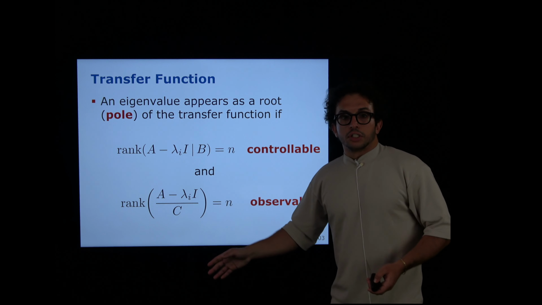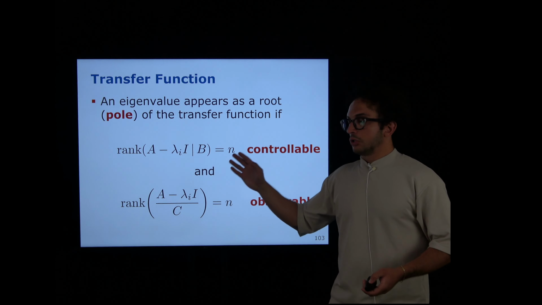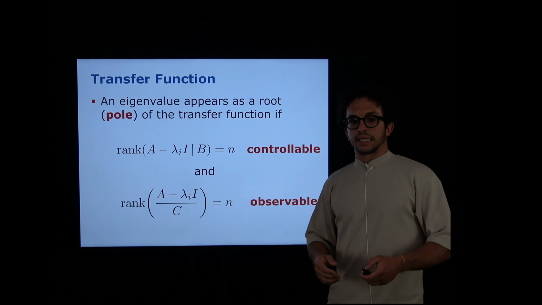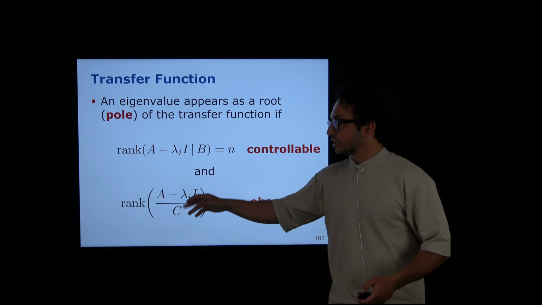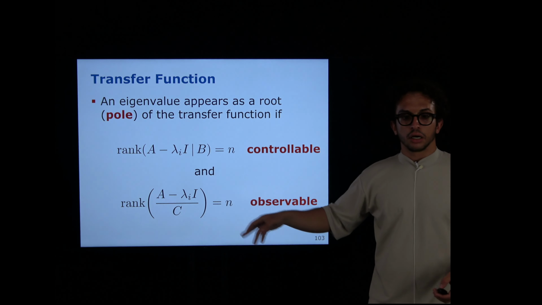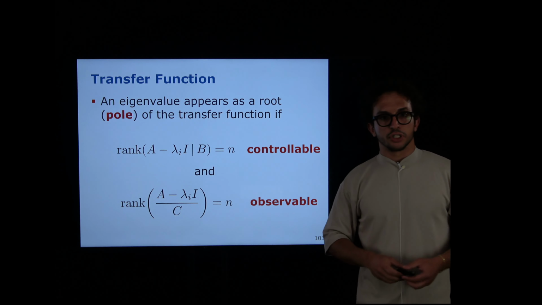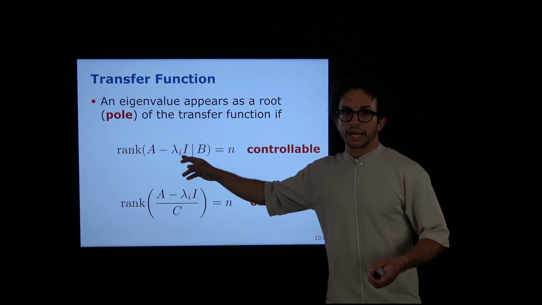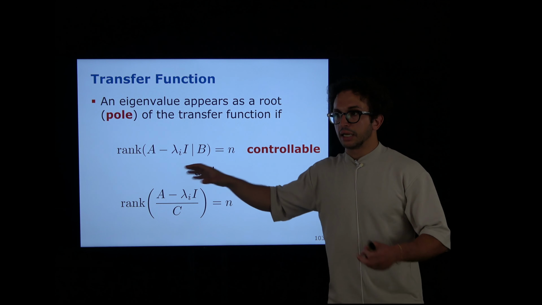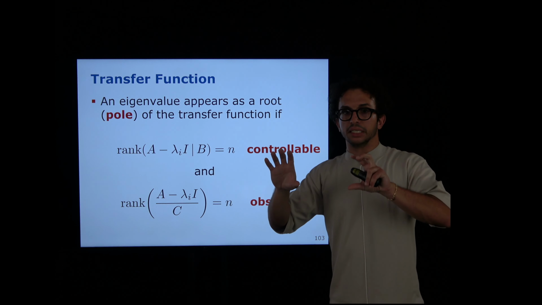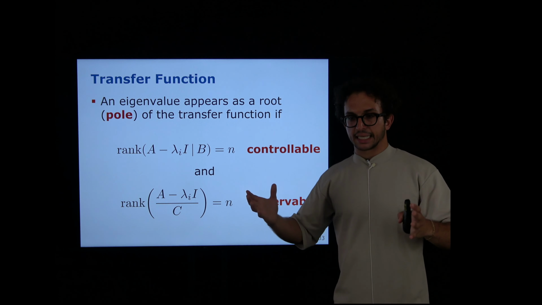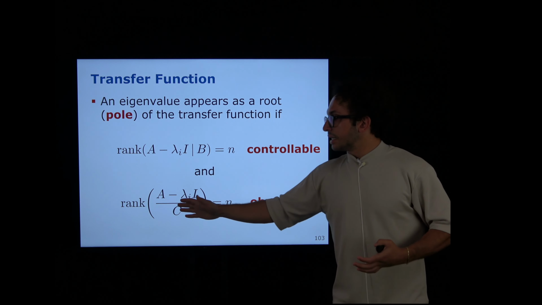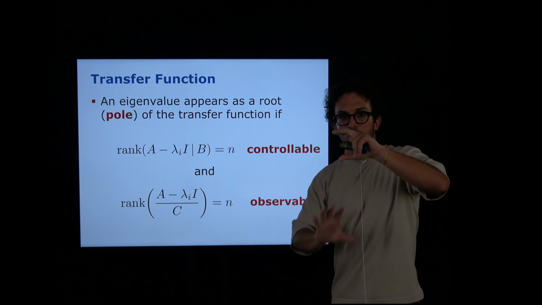These are two rank conditions, where you want the rank to be equal to n, where n is the dimension of the state. The vertical line here and the horizontal line here just indicate the juxtaposition of matrices. So we have the matrix A minus lambda I, where lambda is the eigenvalue that you're testing, and next to it you put the matrix B. You have this extended matrix and you check the rank. The same thing happens here, just that C goes at the bottom.